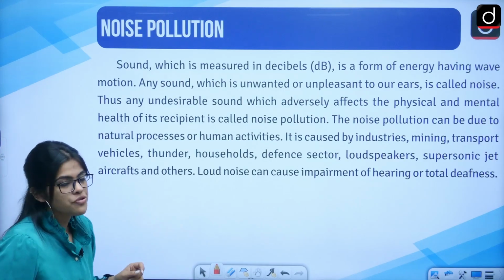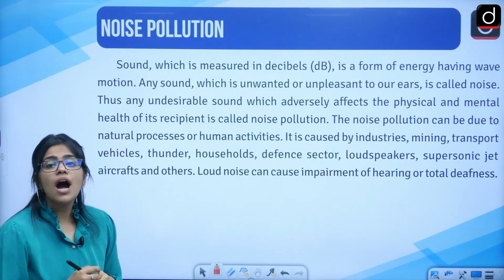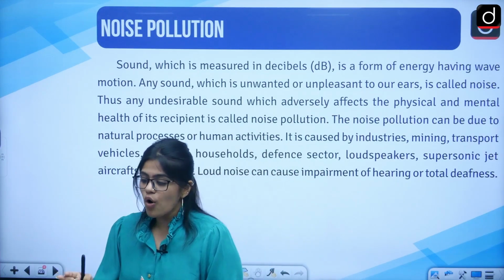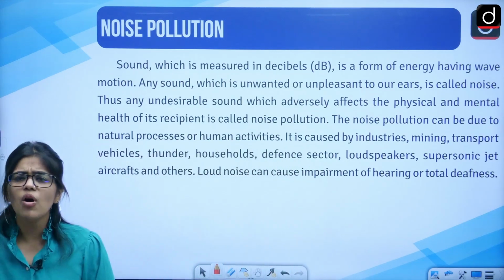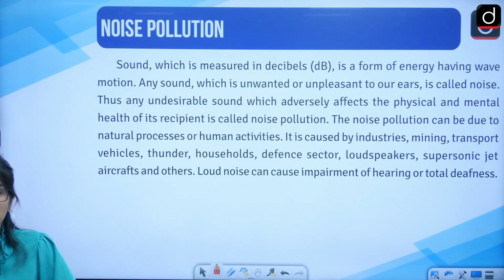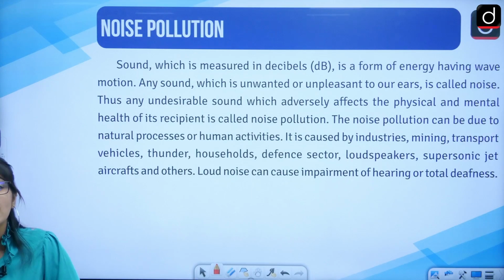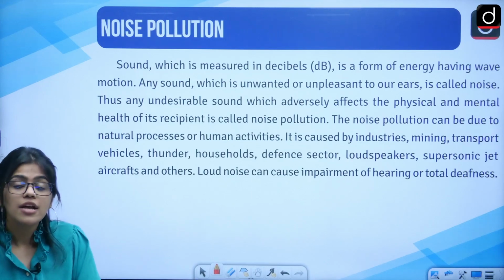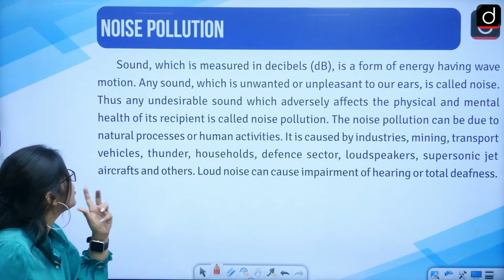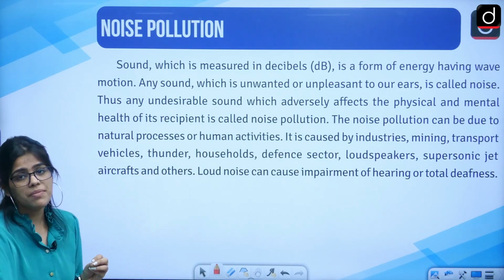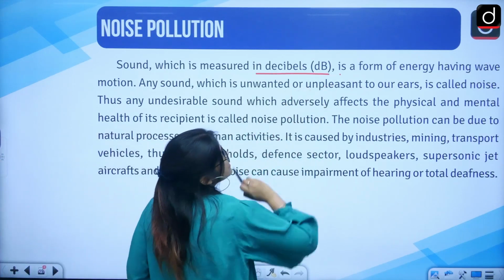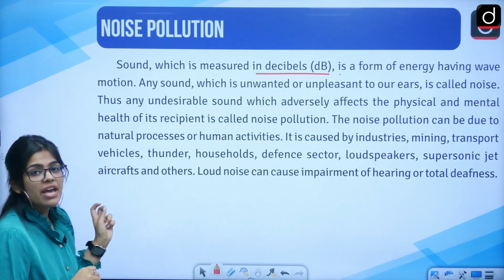Now, noise pollution. Noise pollution is undesirable noise, and this undesirable noise can cause a lot of problems to your eardrums, or you can have psychological or mental problems, and it can hamper your nervous system as well. So whenever undesirable noise is there, we call it noise pollution. Sound is always measured in decibels, that is dB. It is important. It is a form of energy having wave motion.